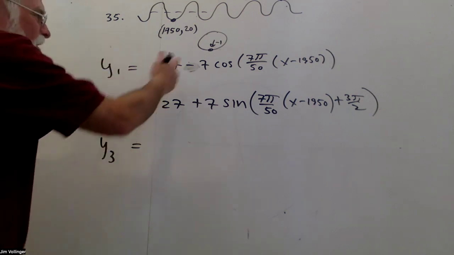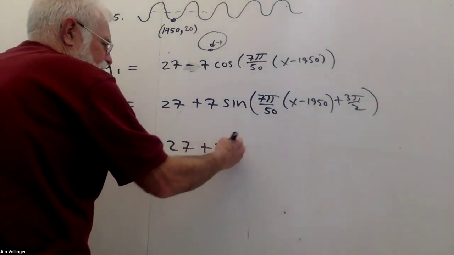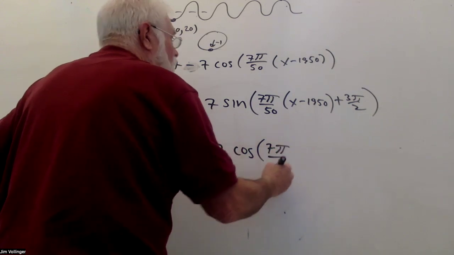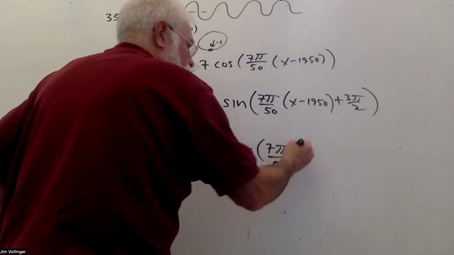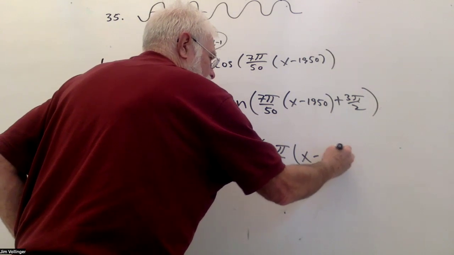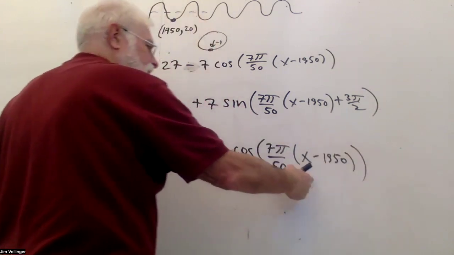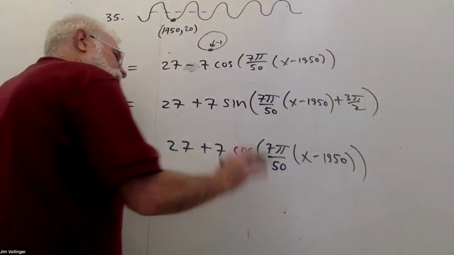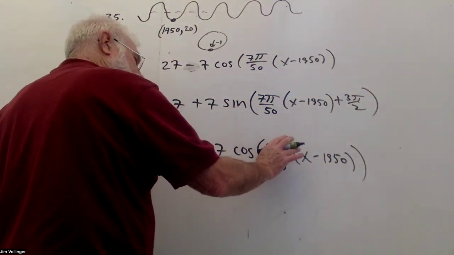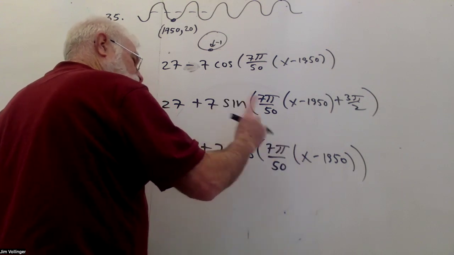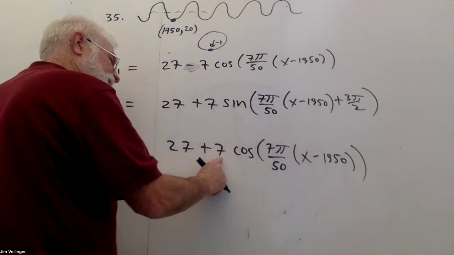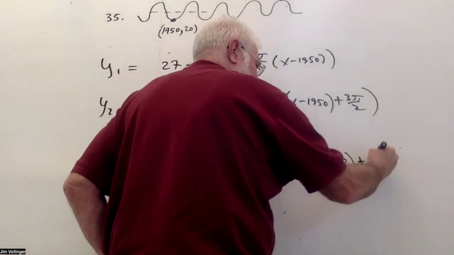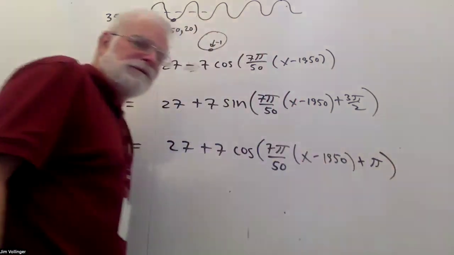I suppose I could make it the cosine if I do 27 plus 7 for the same reason I'm doing this. Cosine of 7 pi over 50, x minus 1950. And the last thing I'll say is when you put 1950 in, didn't need that second parenthesis. Yeah, I did. If you put 1950 in, you get 0. Right? The cosine of 0 is 1. Cosine of pi is -1. That's what's going to make this addition of 7 become subtraction of 7. So I want to add pi here. That's just another way I could have written the function.